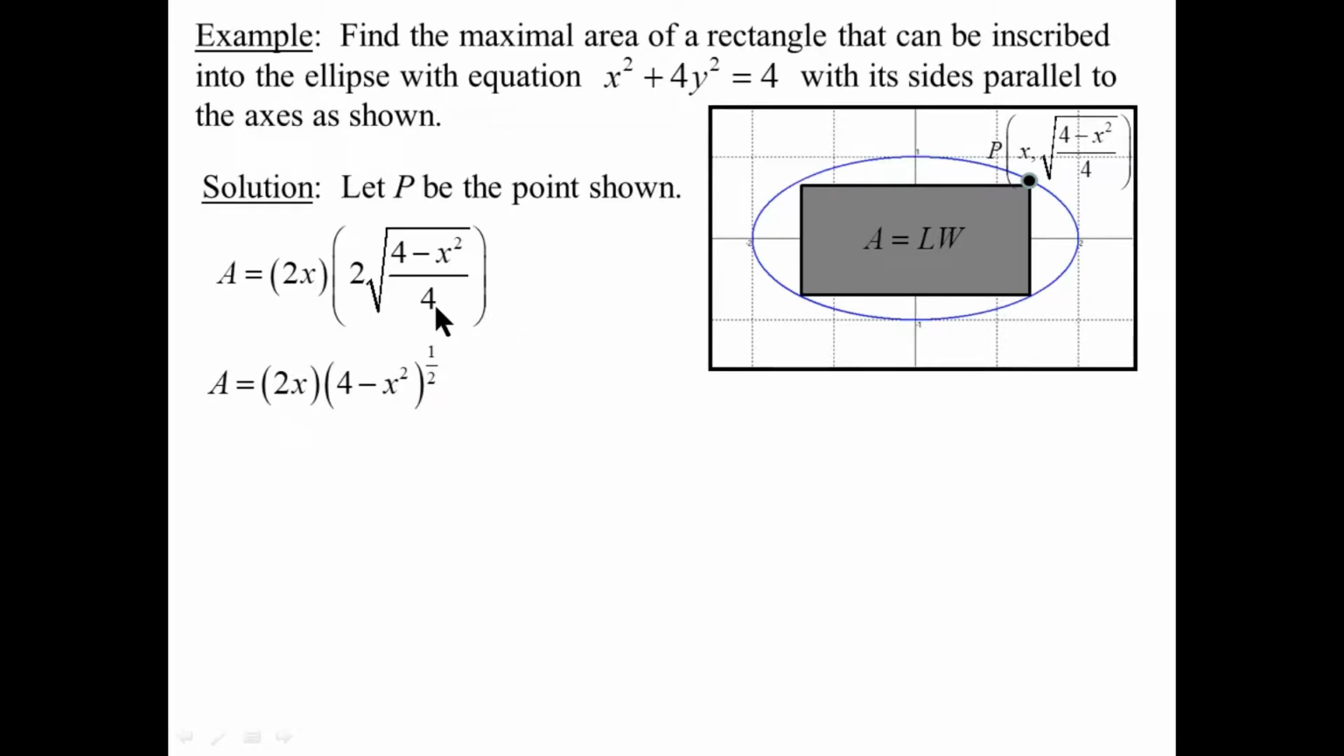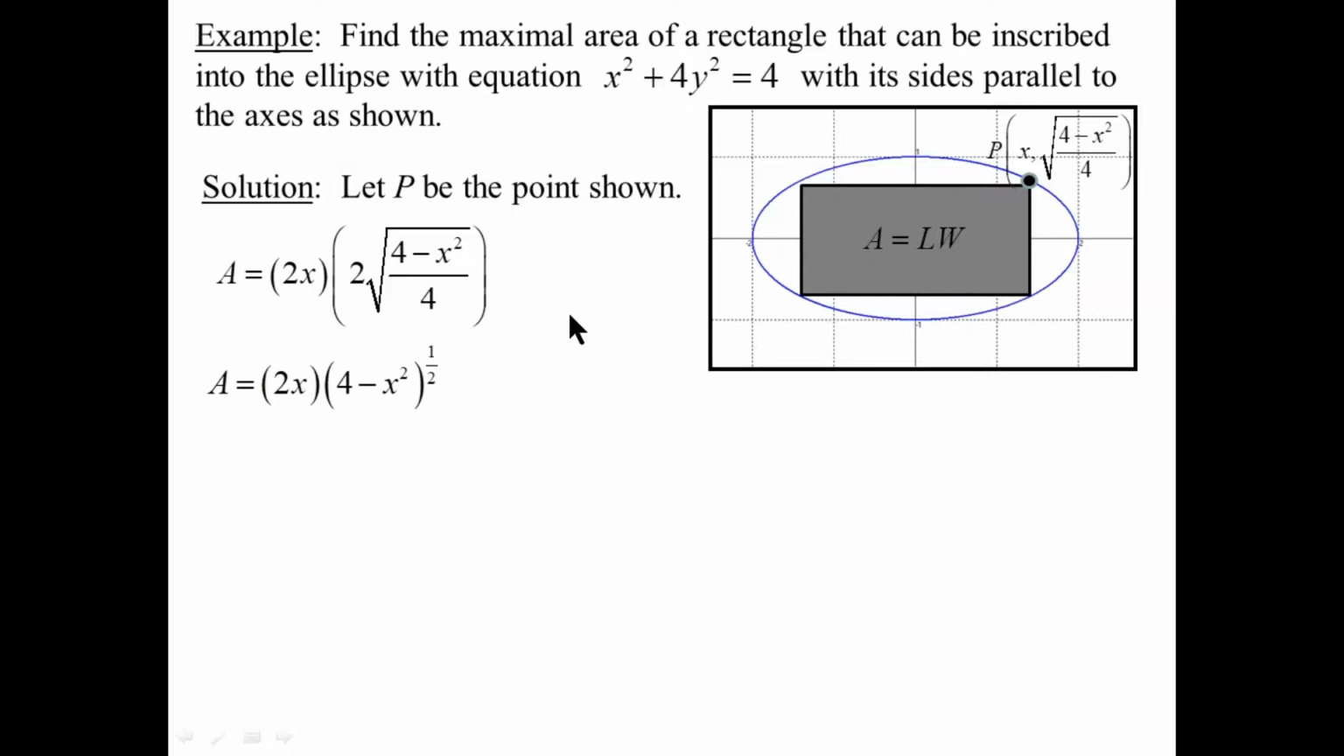And thinking further, the square root of this numerator over the square root of this denominator means the denominator becomes root 4, which is 2, and it cancels off this 2, leaving behind square root 4 minus x squared, which we could put into the base of a power raised to the 1/2 like this. Why? Because we're about to differentiate.